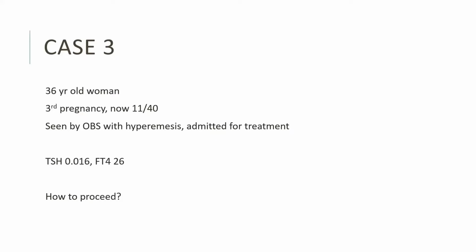If TRAB antibody is positive with such a thyroid profile, then this means that the patient actually has Graves' disease, and you may start on PTU because she is in her first trimester. If the TRAB antibody is negative at this point, then you can treat the patient symptomatically with beta blocker, adequate hydration, antiemetics, and so on, and then monitor with the thyroid functions.